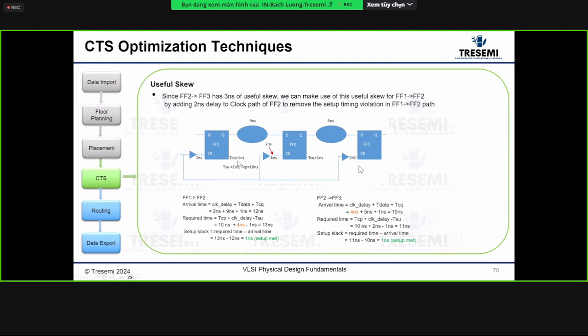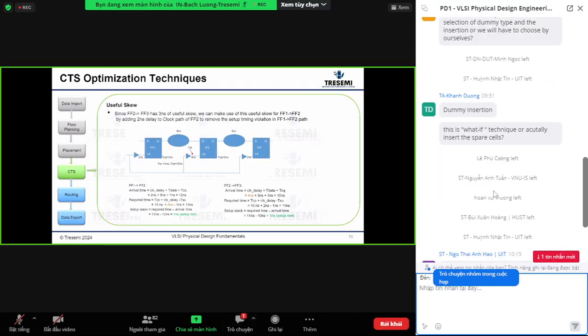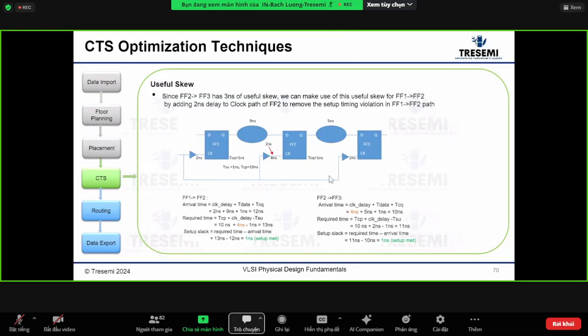Or if you set a priority, usually hold has priority over setup in terms of violation, because you cannot have hold violations, right? Setup you can, so hold usually takes priority over setup whenever we're trying to fix things. Okay. But you can override that.